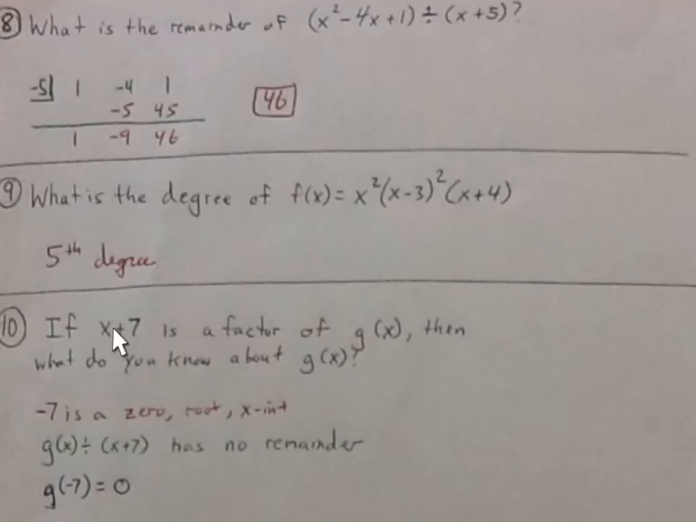We also know if this is a factor of g of x, that when you divide, you should have no remainder. And we also know that if you plug in the 0, you should have an output of 0. These two would deal with remainder theorem idea. Okay, and this is just dealing with the basic idea of a 0.